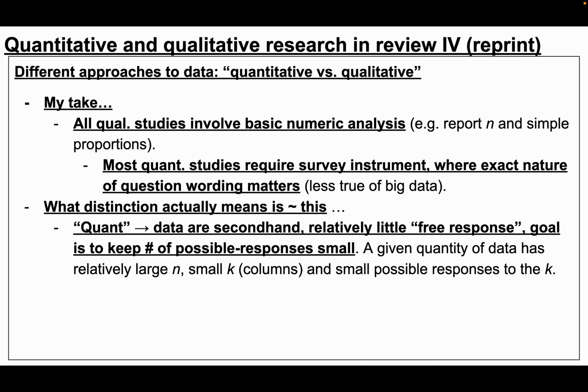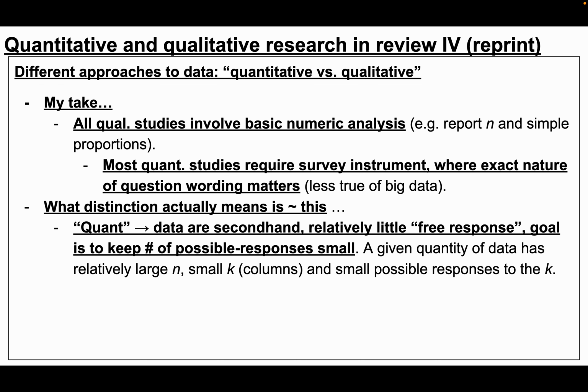So what does the distinction actually mean? I would say that it's something like this. Quantitative data are secondhand, so there's relatively little free response. The goal is to keep the number of possible responses small, meaning that you are trying to limit subjects' responses to certain forms. And by the way, this doesn't necessarily mean that you're trying to restrict the range of numbers, for example, but that you're trying to force people to give you a real number instead of a string of words.